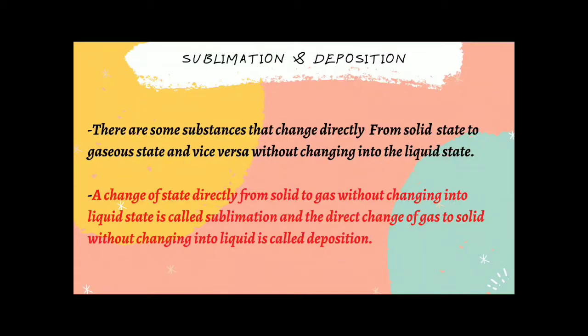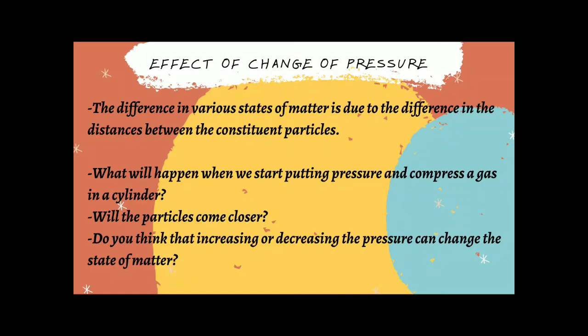And when gas changes to solid directly, it is called deposition. Example can be snowflakes. When the snow starts falling, what happens? The water vapor in the air, in the cloud, changes into solid, that is snow. That is deposition. Frost also. Snowflakes, frost, hailstones can be the example of deposition where gas changes to solid. So, sublimation and deposition are opposite things, isn't it? Sublimation is from solid to gas and deposition is from gas to solid.